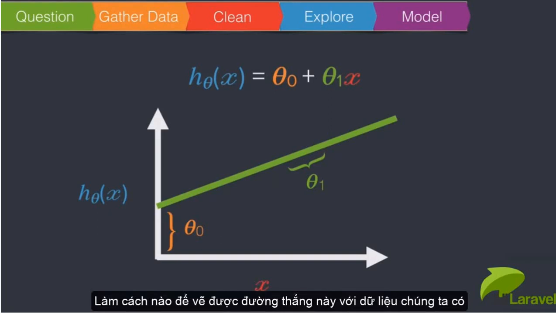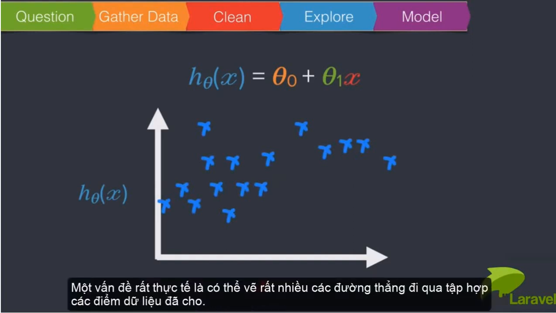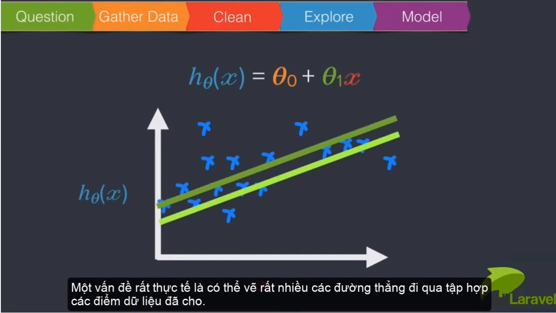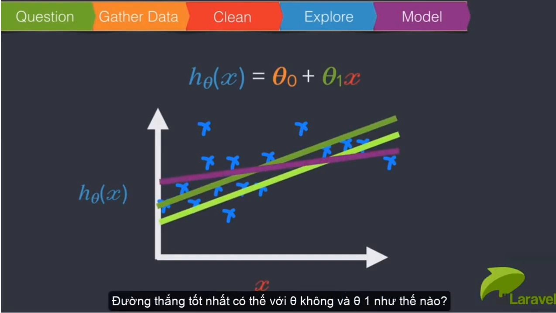Looking at the data, we just have data points. There is actually no line, right? And as a matter of fact, you can draw a whole bunch of different lines through the same set of data points. So which line is best? Which line would you choose? Which line has the best possible theta 0 and best possible theta 1?